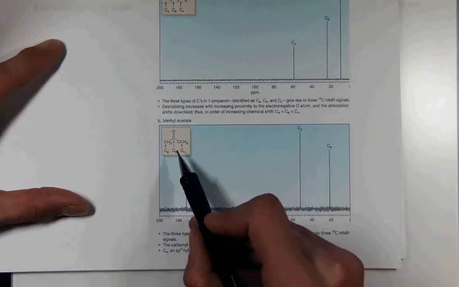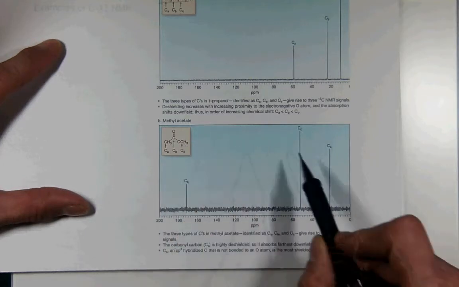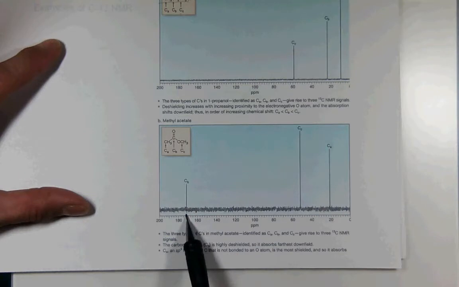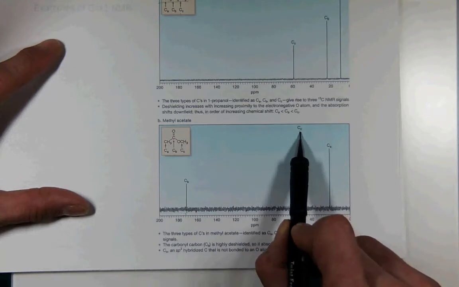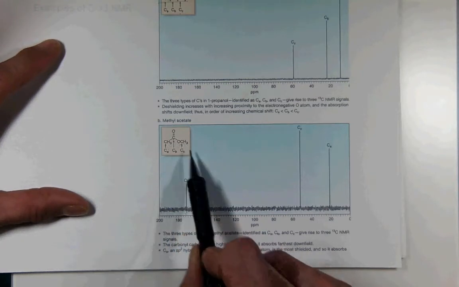Okay. So with methyl acetate, again, there's 1, 2, 3 different carbons. The carbonyl carbon, Cb, is going to be shifted furthest downfield. This methyl group directly attached to an oxygen is going to be shifted downfield more so than this one. It's not directly attached to an oxygen, whereas this guy is.